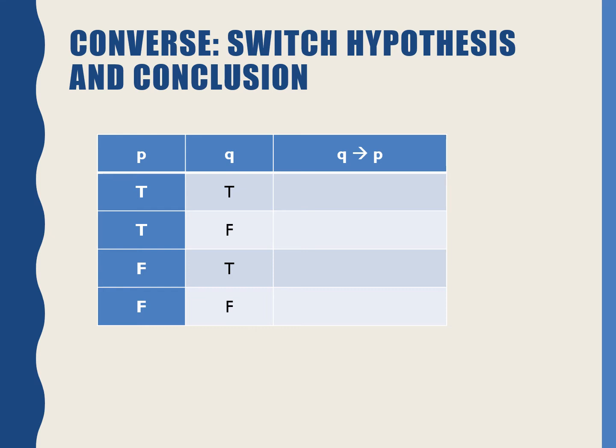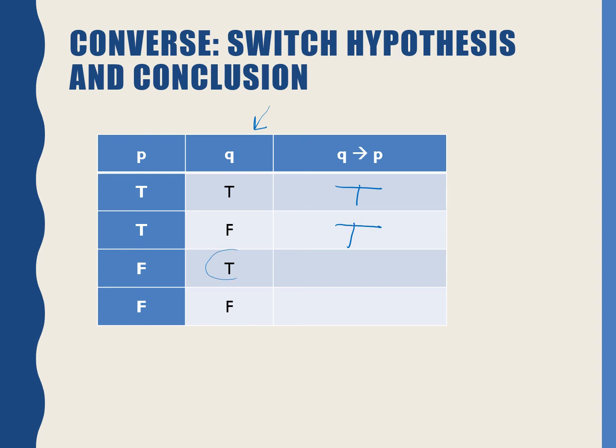Remember, for the converse, we're going to switch our hypothesis and conclusion. So we've got our key point. We're going to go backwards this time. Q is going to become our hypothesis, and P is going to become our conclusion. So when Q is true and P is true, then the converse is true. When Q is false and P is true, then this is true.